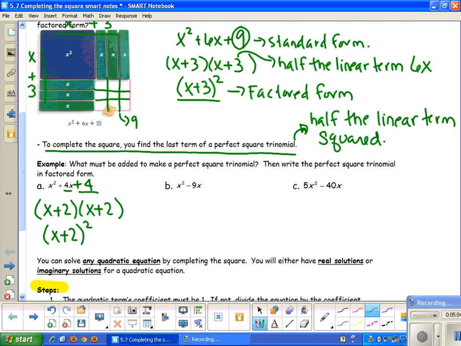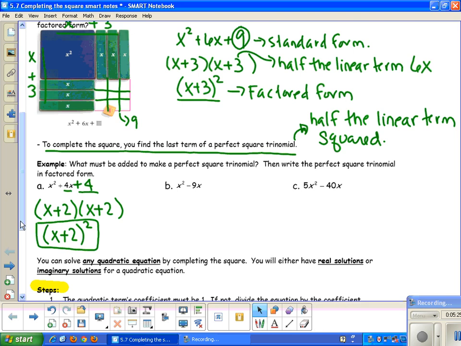And remember, since it's a square, that's why both of these have to be the same, because each side has to be the same in a square. And if we were to FOIL that back out, we would get x squared plus 4x plus 4. So the 4 must be added to make it a perfect square trinomial, and then this would be the factored form. So let's do B.